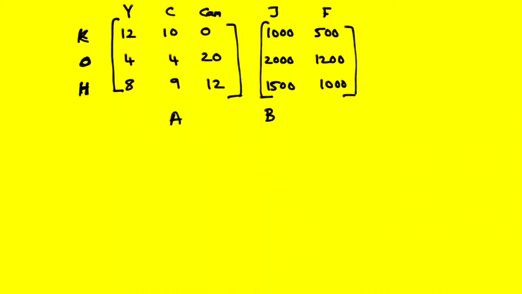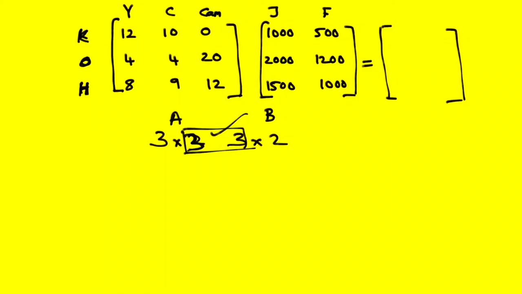Now I'm going to multiply these two matrices. First of all, let's recollect. The first matrix has 3 rows and 3 columns, and the second one has 3 rows and 2 columns. As you can see, it is multipliable, and the product we would expect to be a 3 into 2 matrix.